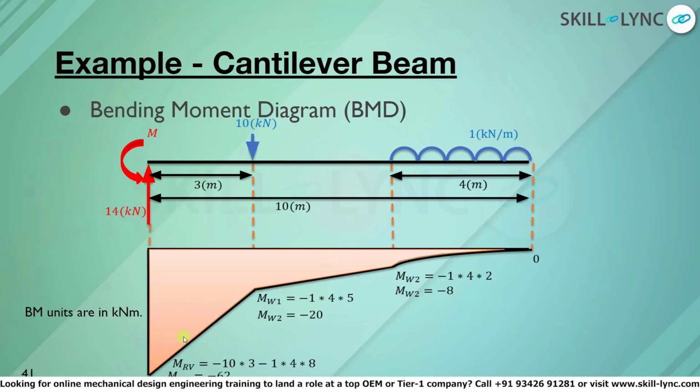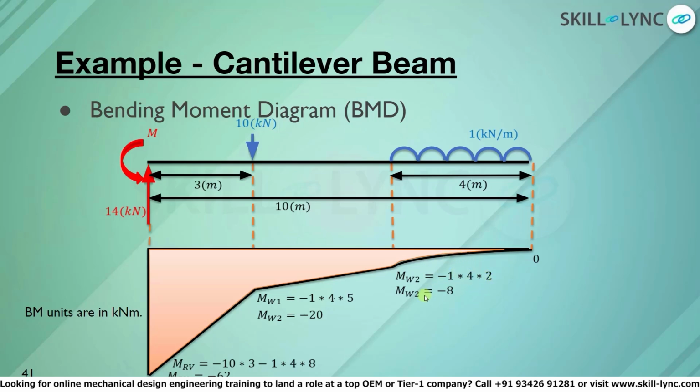Since we know that there is a bending moment component at the fixed end, we can start calculating the bending moment from the free end. We know that the bending moment at the free end will be equal to 0, as there are no reactionary components beyond this point. Our next step is to calculate the bending moment at W2. This is done by resolving the uniformly distributed load into a point load: 1 kilonewton per meter multiplied by 4 meters gives us a point load of 4 kilonewtons. This 4 kilonewton load acts at the center of gravity of this load system, which is at 2 meters.